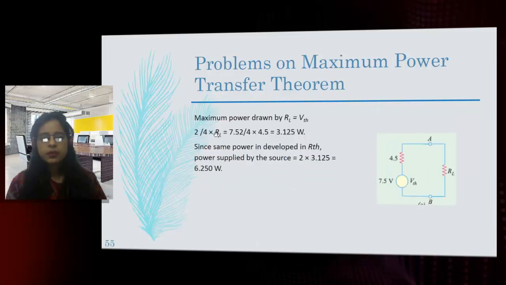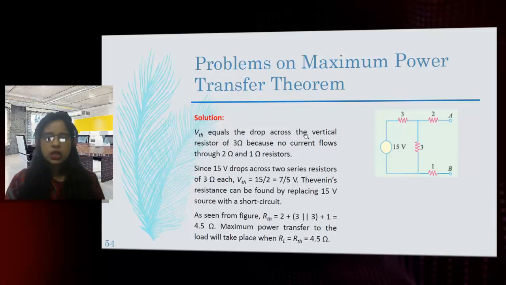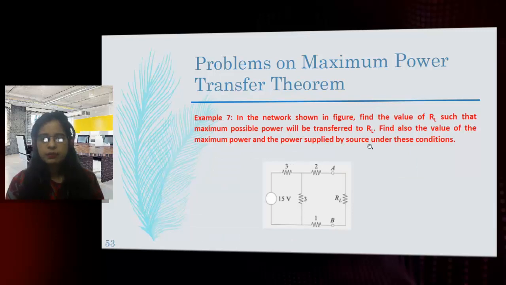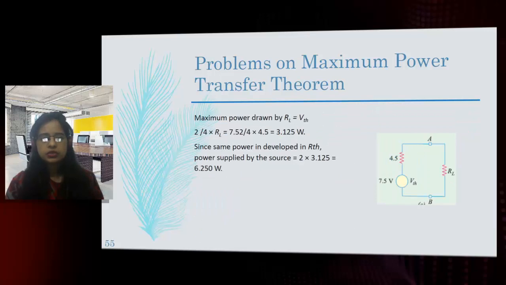So it is V square by RL. Then we can find out by using the formula, and we get the value as 3.125. What is our next? Power supplied by source under this condition. Since the same power is developed in RTH, power supplied by source is equal to 2 into this. Whatever power is supplied to RTH, the same power is transferred to RL as well. So the total power will be simply multiplied by 2, so it will be 2 into 3.125.